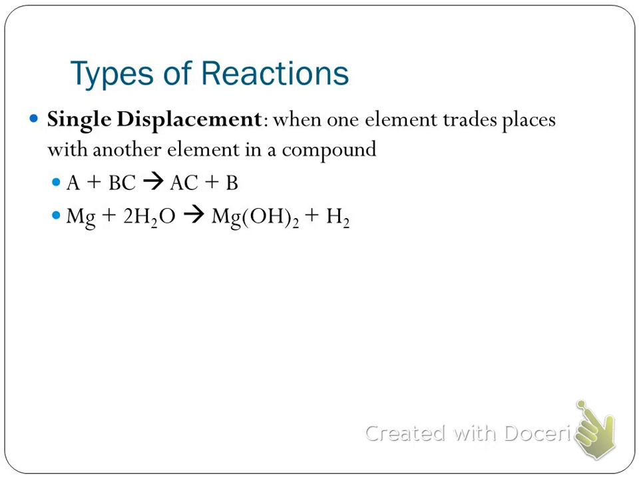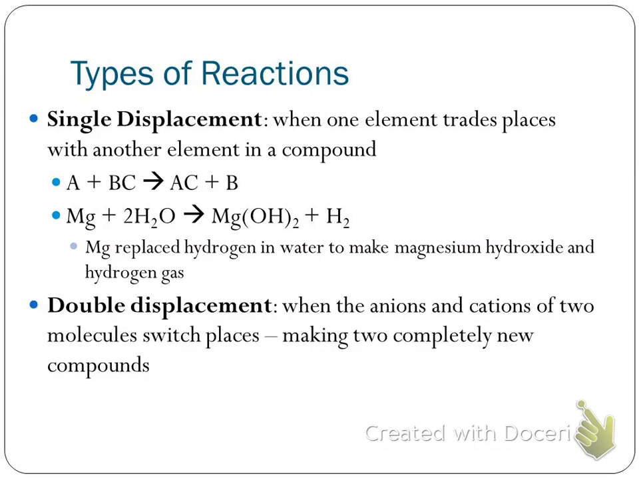The next one is the most common and will be the easiest to identify, called a double displacement. Double displacement happens when the anions and the cations completely switch places. We looked at that in our first example today, when our cations and our anions completely switched places.